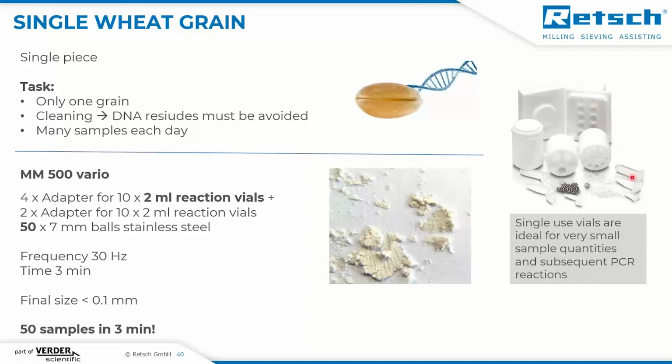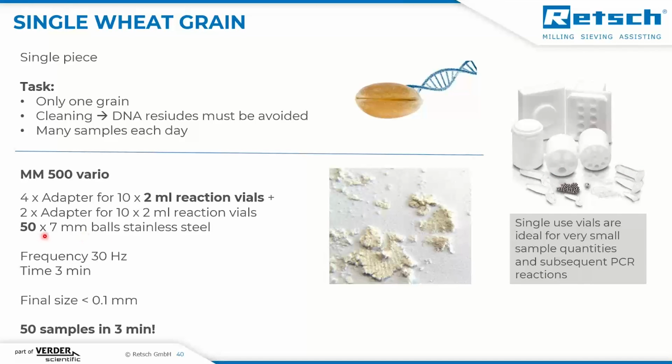We use adapters where we put these tubes in, and we have different adapters, a large one where 10 of these 2 milliliter tubes fit in, or smaller ones where 5 can be put in. Now we can put these adapters into, for example, the MM500 Vario, 4 of those large ones plus 2 of these smaller ones. In total, we come to 50 tubes which can be placed in.